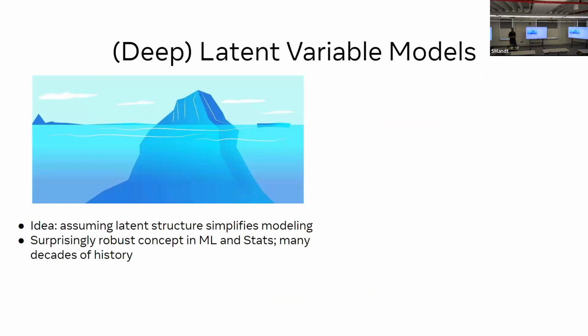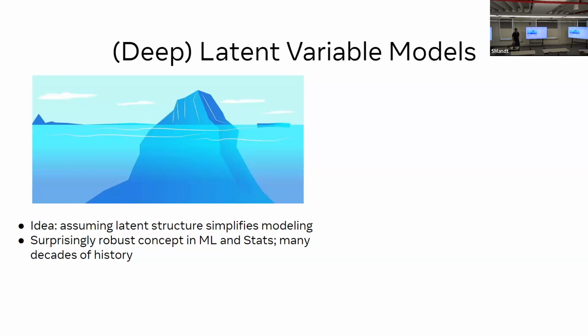Oftentimes one associates this with a picture of an iceberg, where only 10% is observed, and the vast majority of it is latent structure that you cannot immediately observe. But we know it must be there, because otherwise we'd have a hard time explaining that floating mountain, right? The message here is that if we assume the presence of unobserved variables, it makes our modeling assumptions much easier, because otherwise we'd have to work with very obscure, complex models of our world.